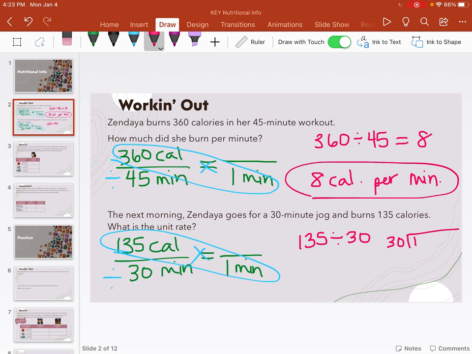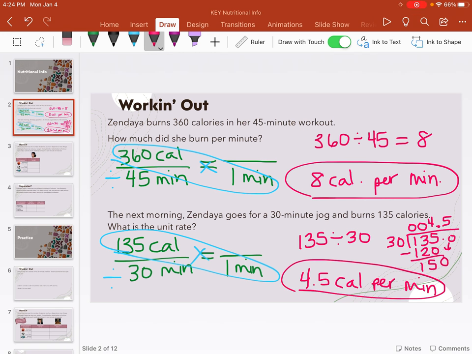So 30 goes into 135. 0 times into 1, 0 into 13. It goes 4 times into 135 because 4 times 30 is 120. 15 left over. I have to bring that decimal up and bring a 0 down. So 30 goes into 150 5 times. So she burns 4.5 calories per minute. It's okay for it to be a decimal like that.